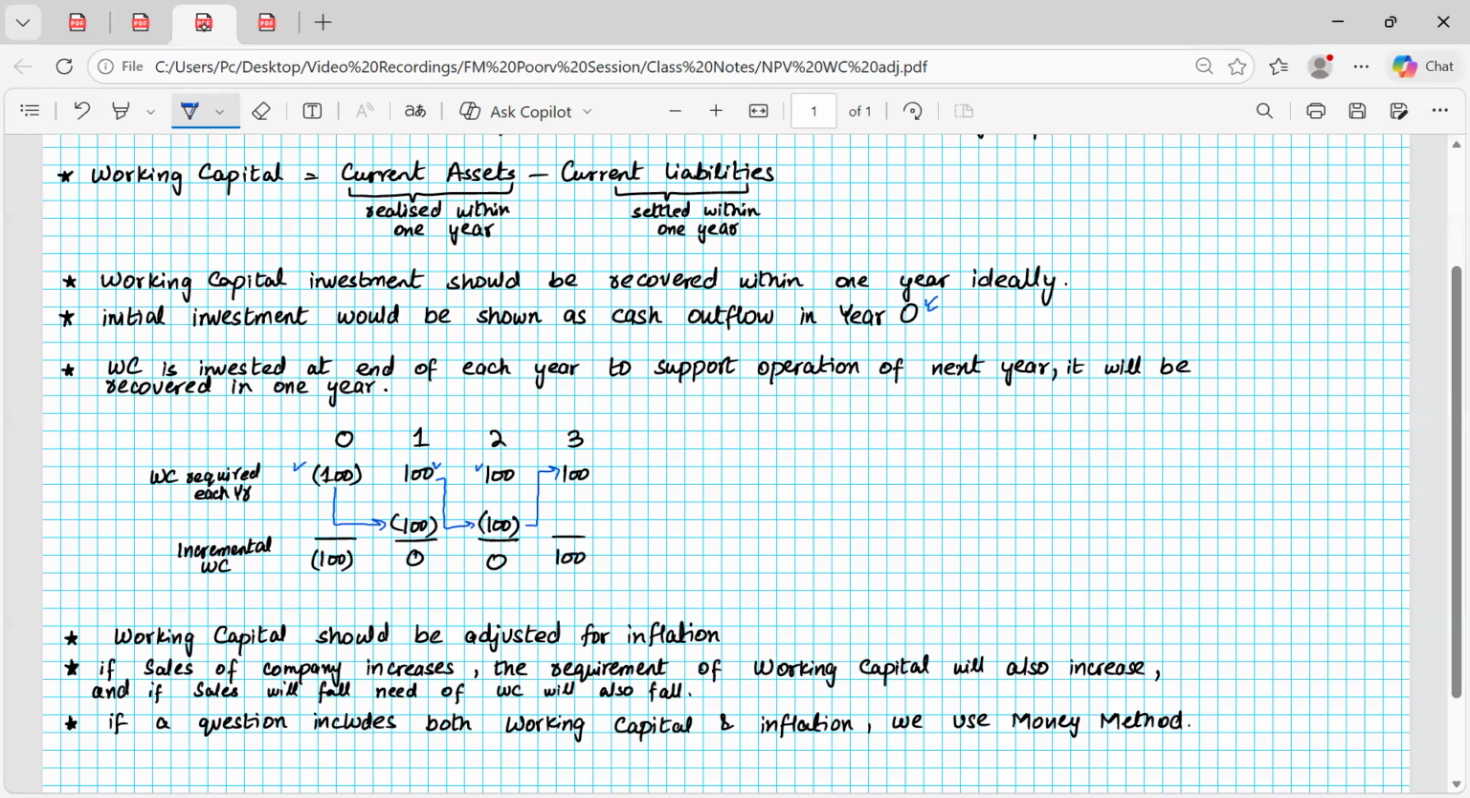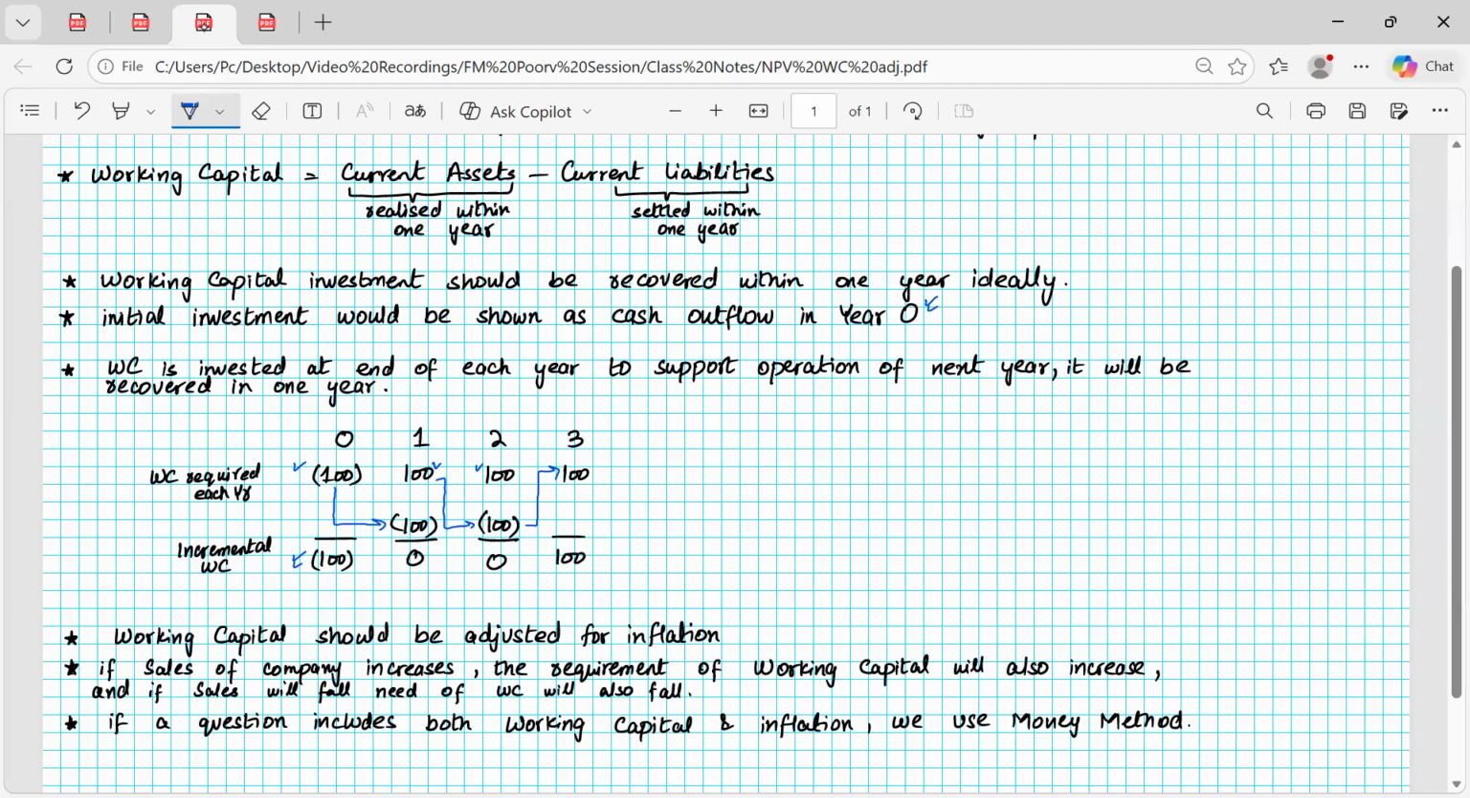Okay. Look, whatever you spent in year zero is to support the operations of year one. Whatever you spend in year one is to support the operations of year two. Whatever you spend in year two is to support the operations of year three. Now in year three, you don't need to spend anything because there is no year four. The project is over. So in the last year, you will just recover the previous year's amount and it will be shown as a cash inflow. So minus 100 will be the incremental working capital in year zero, and then in the last year it will be 100, and the net impact is zero because what you spend, you get back.